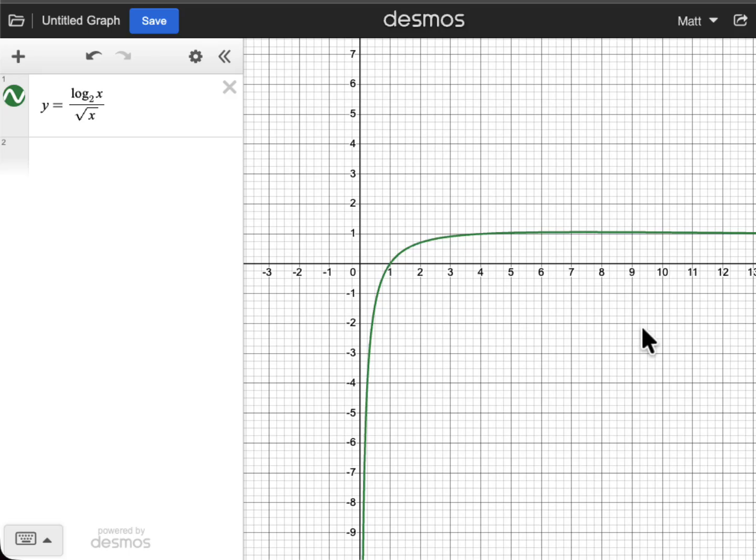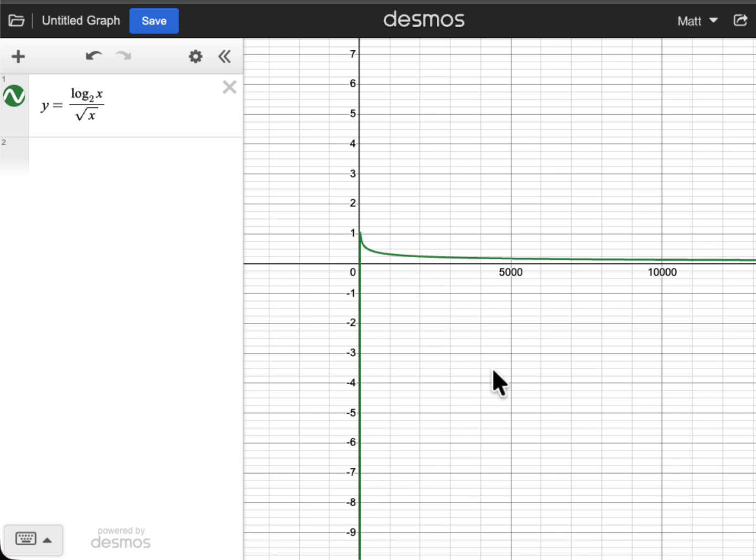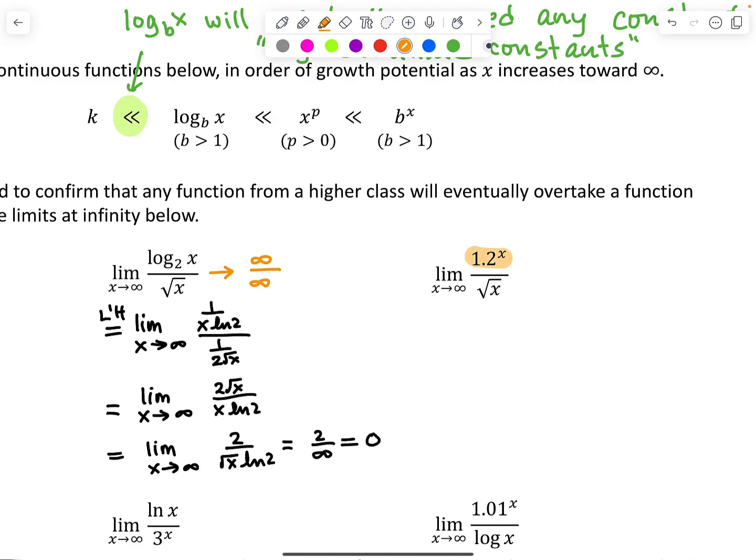Here's our function. The claim is that as x goes to infinity, the limit will be 0, suggesting a horizontal asymptote. If I change my horizontal scale, you can see better that the function is in fact heading towards the x-axis as an asymptote. Third example, we have an exponential function with a base more than 1, so that's this class, divided by a power of x, this class. So the dominating function is in the numerator, suggesting that this limit will be infinity. Let's use L'Hopital's rule to confirm this.